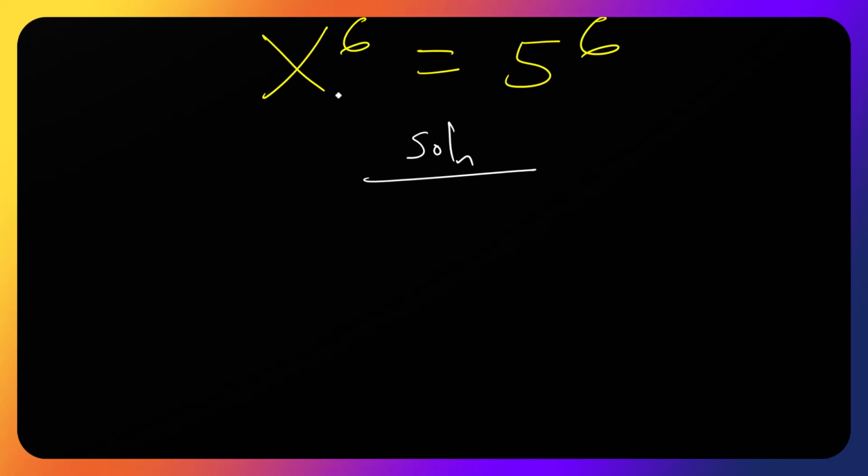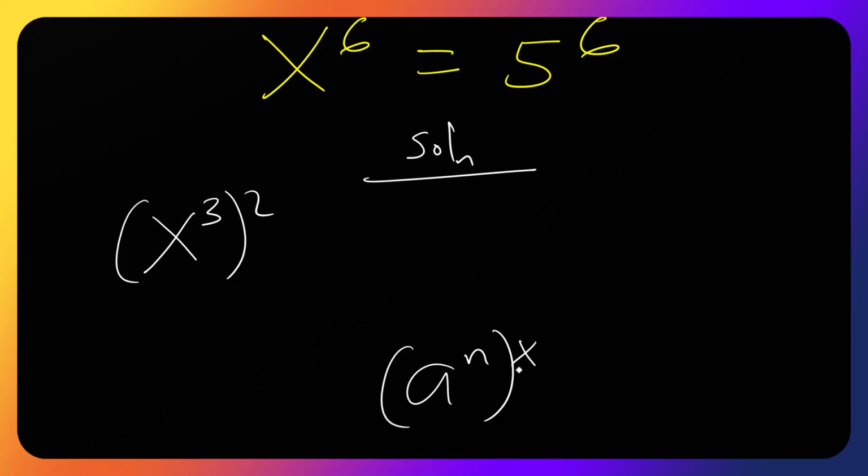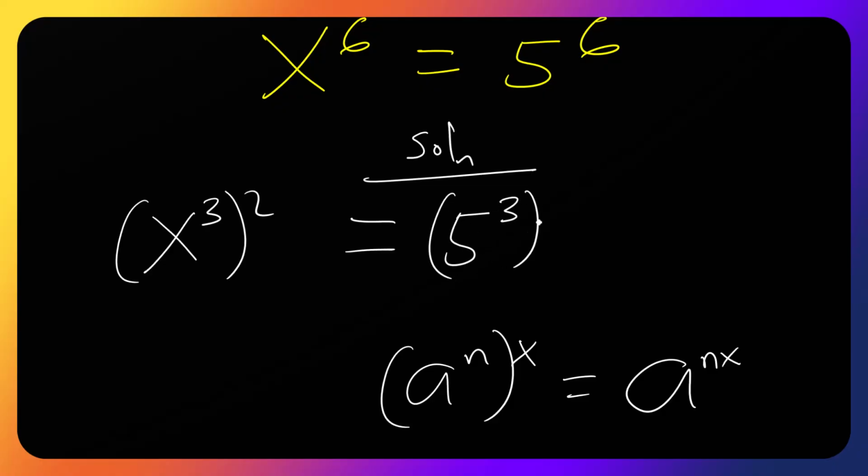Now, I would like to change this one to x cubed, all squared. Following this, (a to the power n) to the power x will be a to the power nx. So the right side is 5 cubed, all squared. So we have this as that. Going back, 3 times 2 is 6, so I have done that.